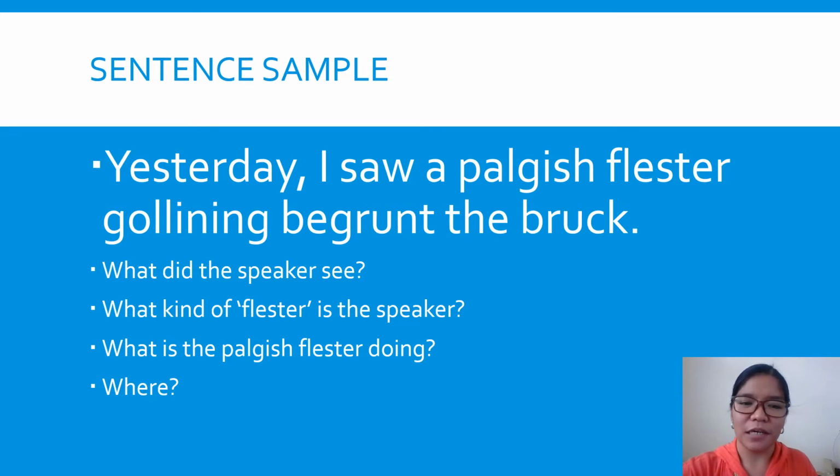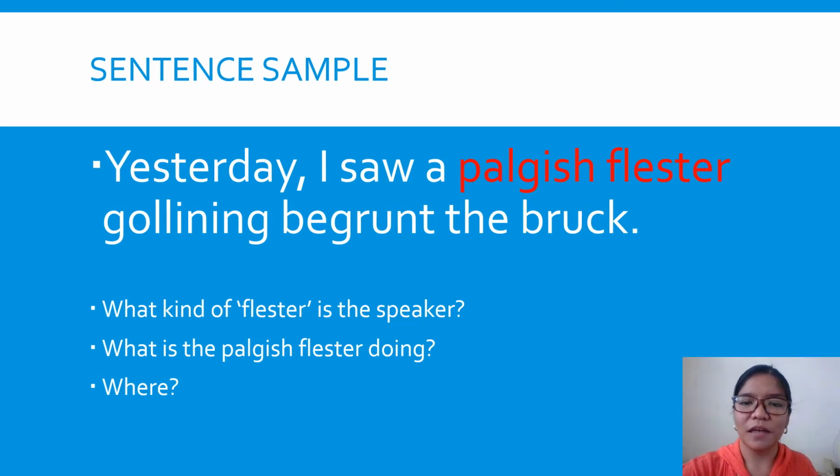What did the speaker see? What kind of fluster is the speaker seeing? What is the palgish fluster doing? And where? So let's try to answer this. First question, what did the speaker see? He had seen a palgish fluster. What explains that? Here, yesterday I saw a palgish fluster, and the question was, what did the speaker see? A palgish fluster.